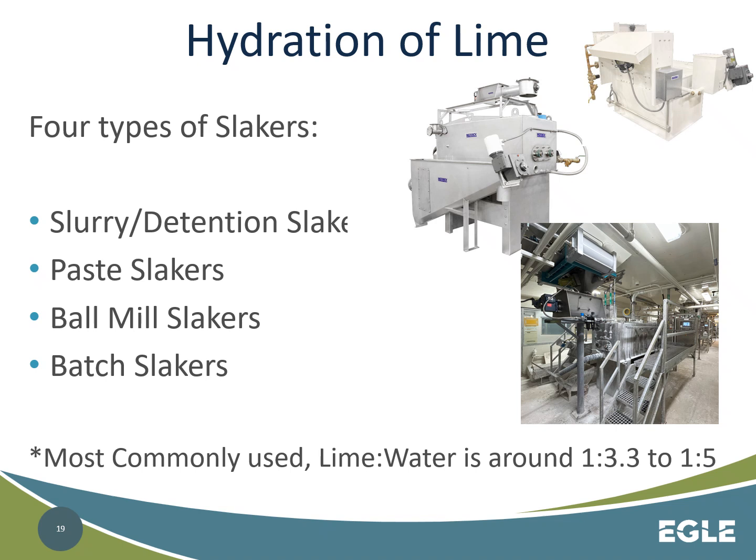Paste slakers are another type of slaker where a thicker paste is formed, which is then typically diluted and the grit removed afterwards. Ball mill slakers are not frequently seen in the water industry. Batch slakers are sometimes used along with an aging tank to produce hydrated lime in batches while also meeting continuous flow demand. Which slaker you use is often operator preference.